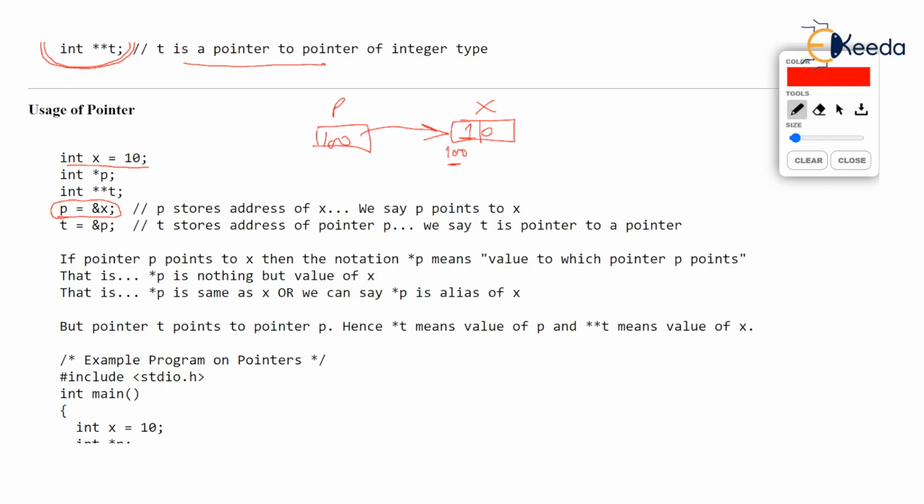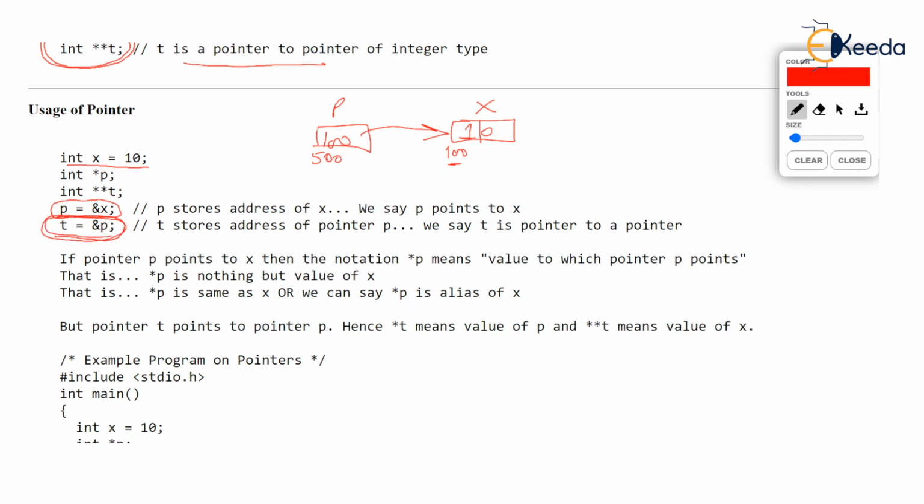But don't forget, p itself has an address, isn't it? Maybe the address of p is 500, because it's a pointer and it is also stored in the memory. So everything stored in the memory has an address. So the pointer itself has an address. Let's assume that the address at which the pointer p is stored is 500. Then the next line that I have written is t = &p.